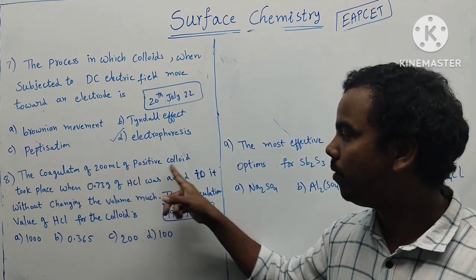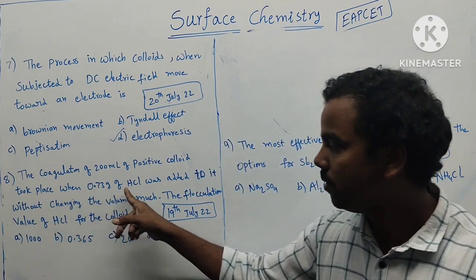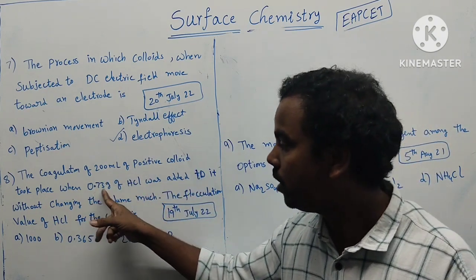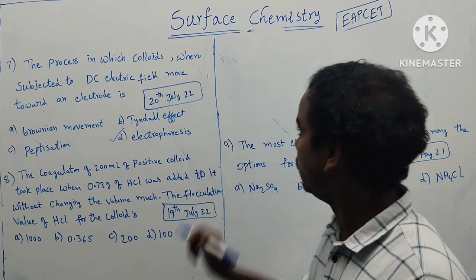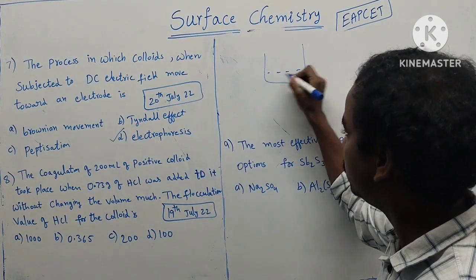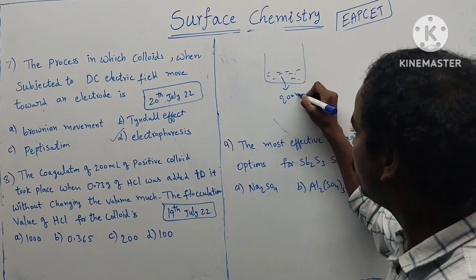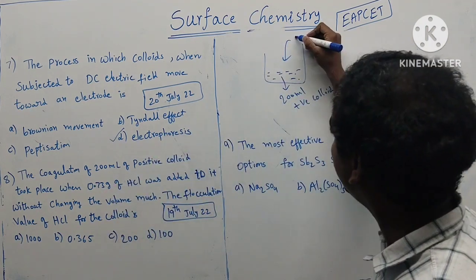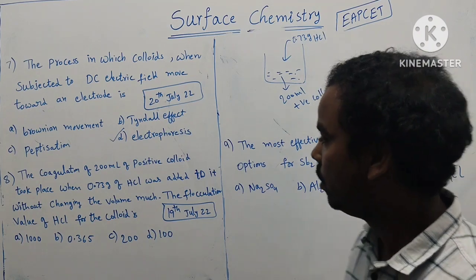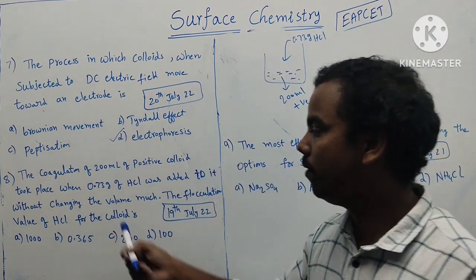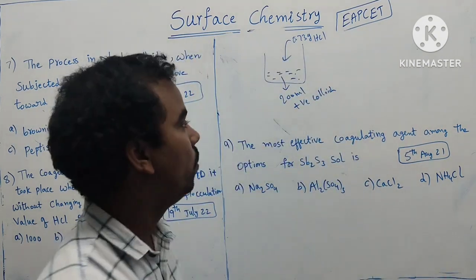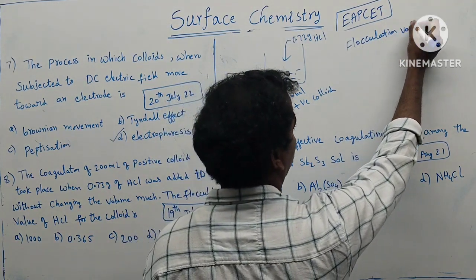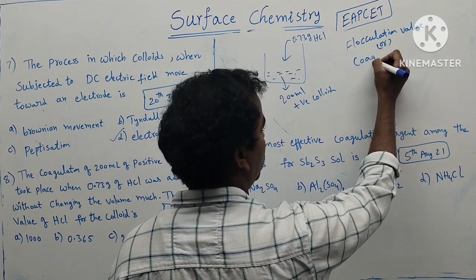The coagulation of 200 ml of positive colloid took place when 0.73 grams of HCl was added to it. That means you have 200 ml of positive colloid, and addition of 0.73 grams of HCl, without changing the volume much. The flocculation value of HCl for the colloid is asked. Flocculation value or coagulation value, both are the same.